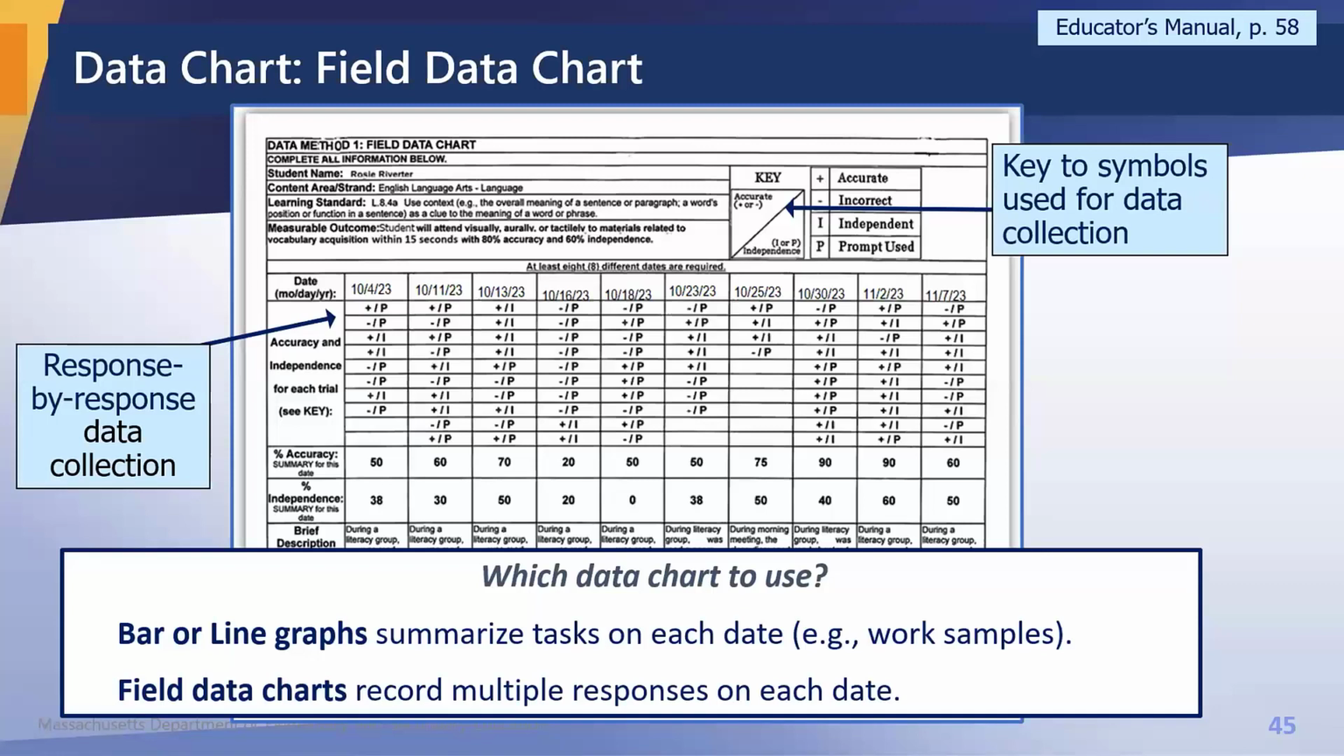So the bar or line graph summarizes a task like a worksheet that you would do. Where the field data chart, you might work with a student using access skills because you want to see how they do for each trial. And maybe that's going to give you more information that you need going forward for instruction.